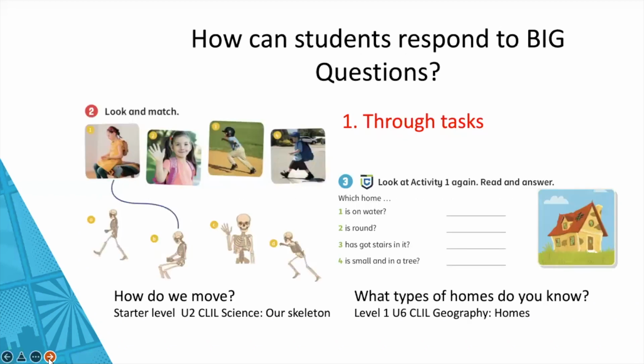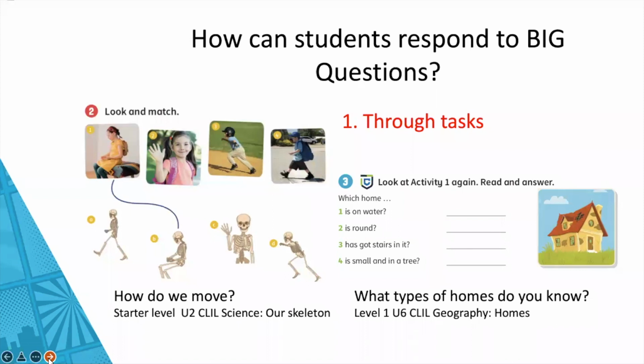All right, I'd now like to turn to answer the question, how can students respond to these questions? The first idea is through tasks. In the Body task for the starter level, matching children's movements with the skeleton helps them to imagine the bones in their own body, and inquire further about how body parts move. For example, how do we move our heads? How do we move our arms, legs, etc.? At this stage, they might use a mix of L1 and English.